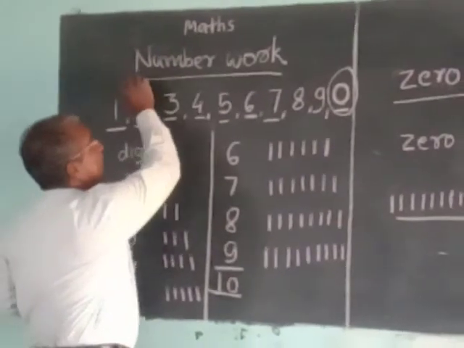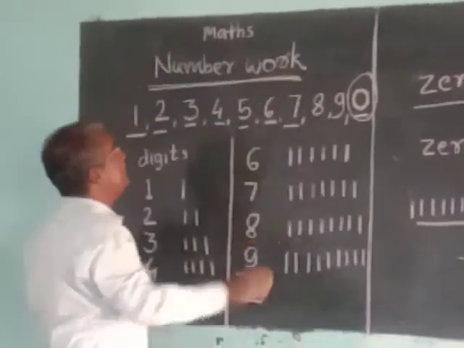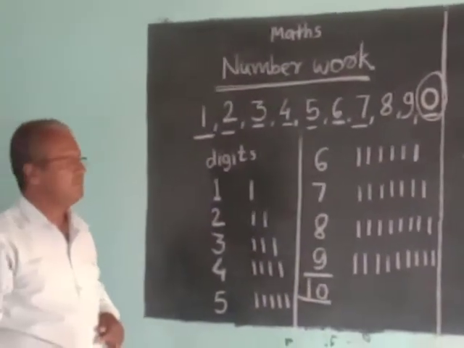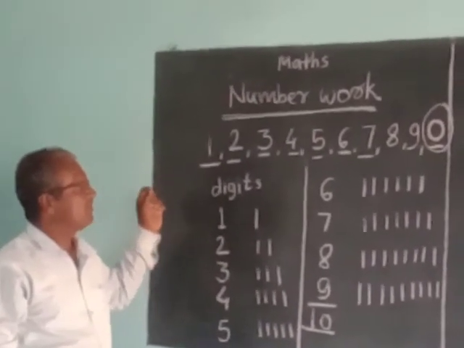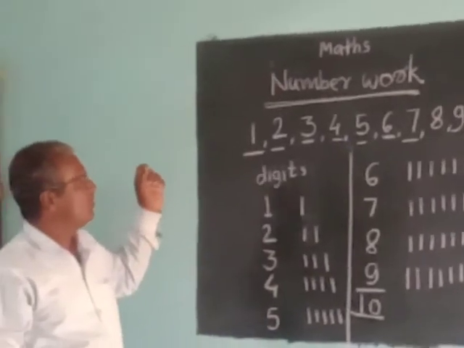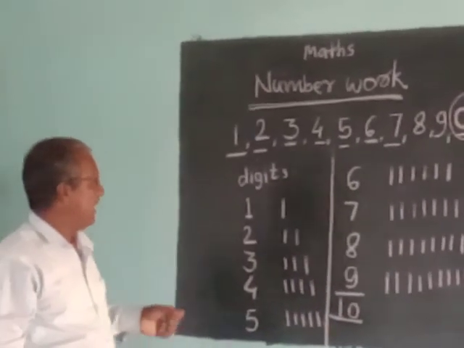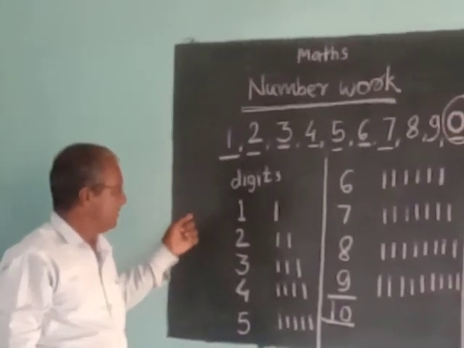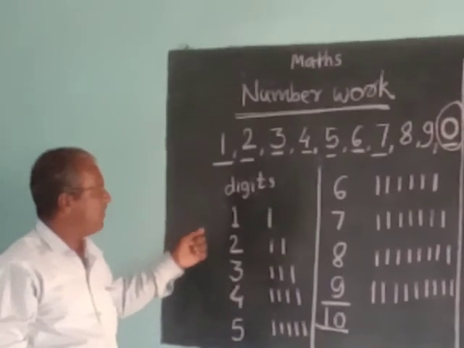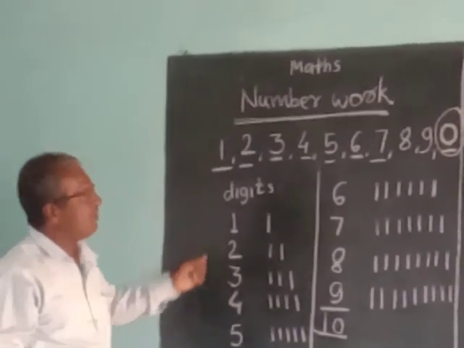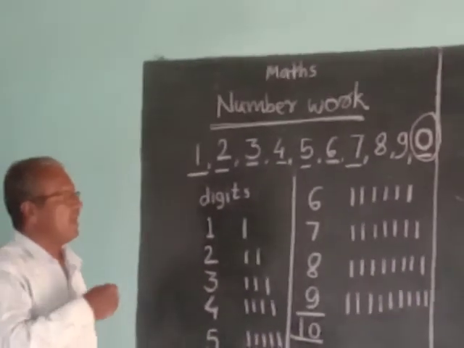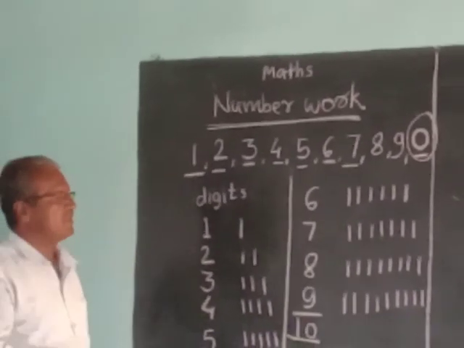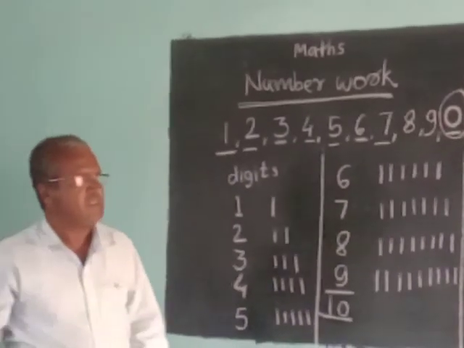In the lesson number work, we have learned today symbols from 0 to 9, and the digits we made with the help of these symbols are called numbers. We shall learn number work from today with the help of these symbols.